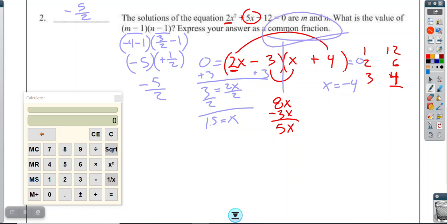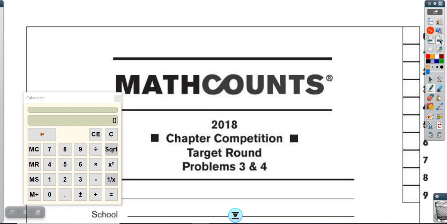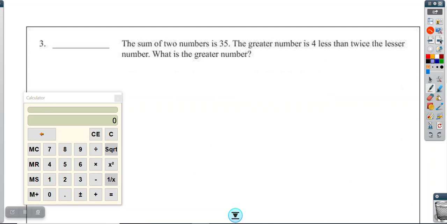Alright, the last 2. The sum of 2 integers is 35, so that means I have, let's say, x plus y is equal to 35. I'm just going to say x is the larger one. So x is equal to, the greater number is 4 less than twice the other value. And the question is, what is the greatest number?